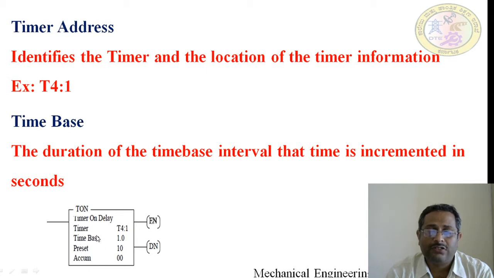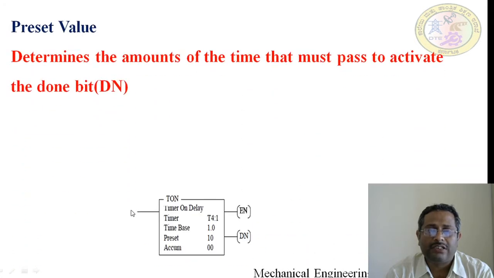If you want the time base in milliseconds, it means 0.1, 0.001, like that you have to represent it. Here we are using the time base in seconds, that's why we are putting 1.0. Next we will see preset. The preset value determines the amount of time that must pass to activate the done bit. That means the preset value will give how much time it takes to activate or deactivate the output.